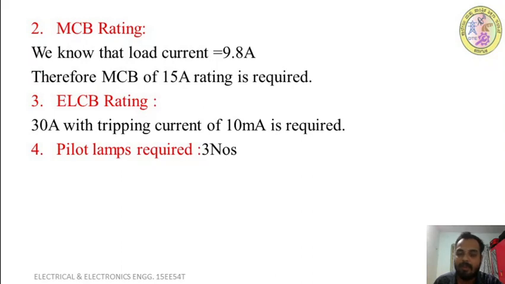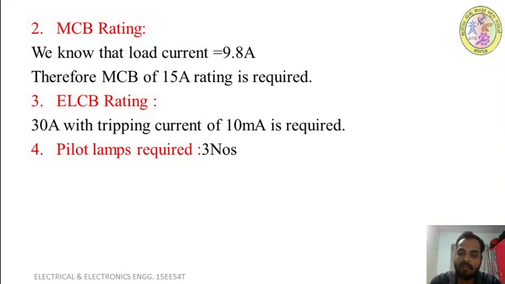How many ELCB is required? One ELCB of 30 ampere with a tripping current of 10 milliampere is required. Next, we require pilot lamps, that is indication for RYB. How many pilot lamps do we require? That is 3 neon lamps for the indication of RYB. So these are the 4 materials which we require in the main panel board.